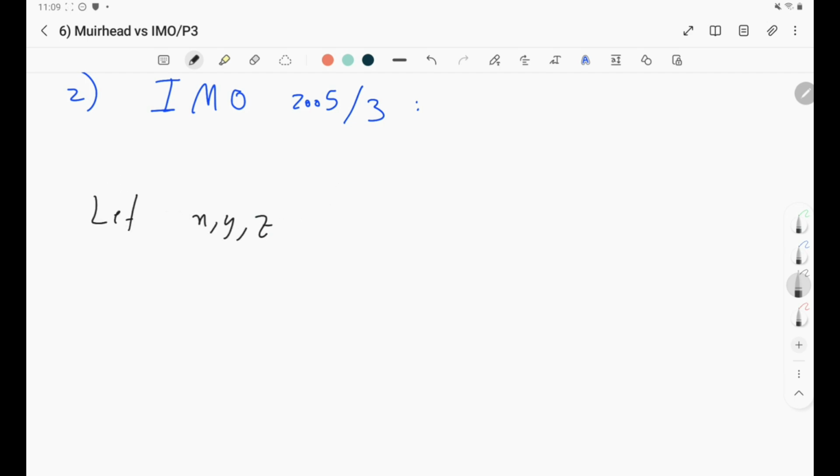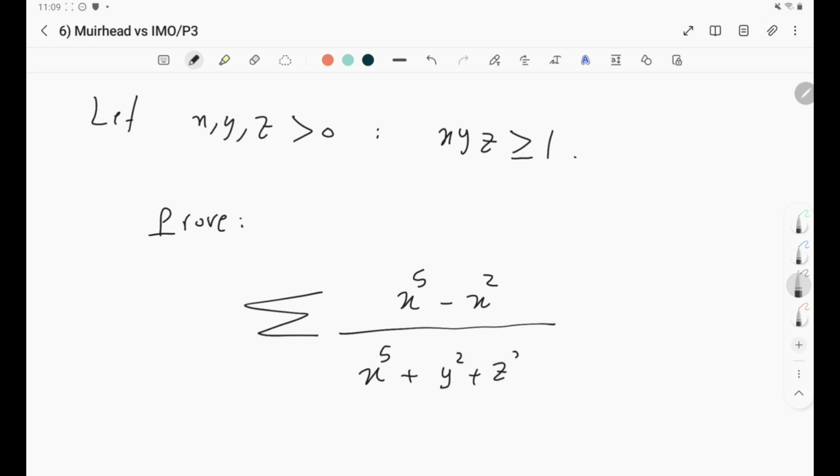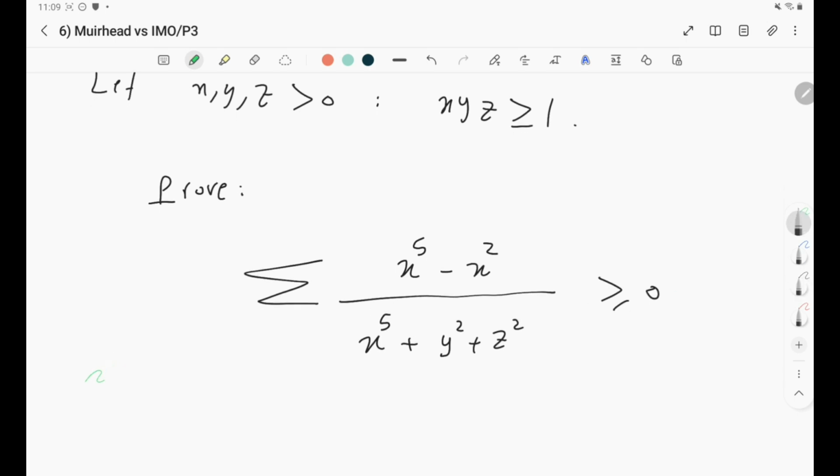All right, now we'll be going for the IMO problem 3. So let's go now. This question actually appeared in the IMO 2005 problem 3. Let's see. In this question, they're giving us 3 positive numbers, x, y, z, such that we have xyz is greater than or equal to 1. So we have a condition here. And we need to prove the following inequality: sigma x to the 5 minus x squared over x to the 5 plus y squared plus z squared is greater than or equal to 0. All right, that's it.